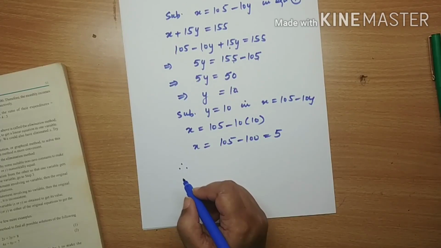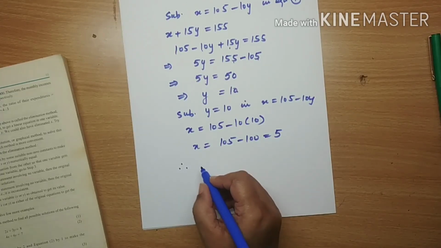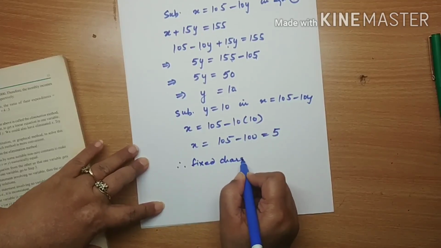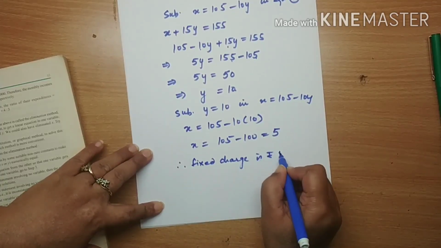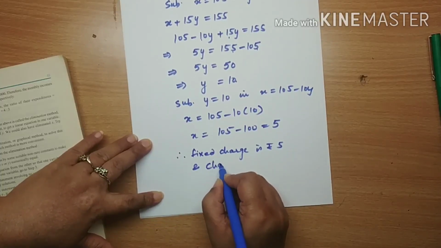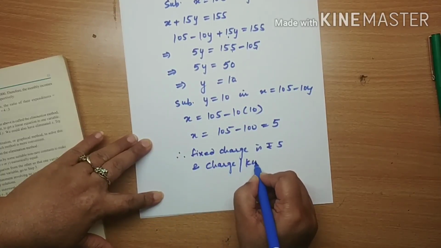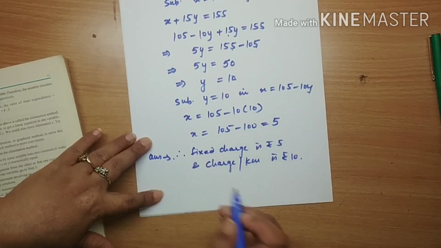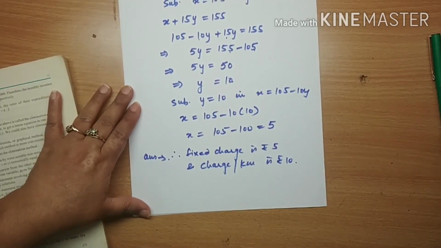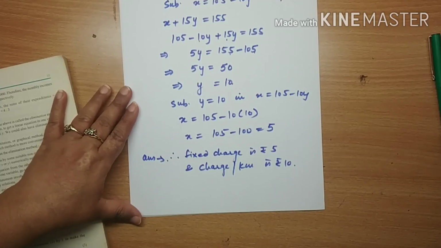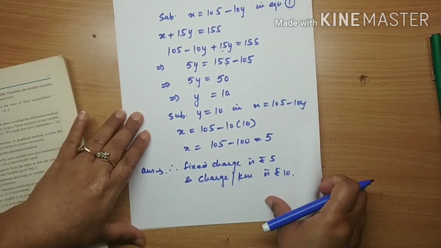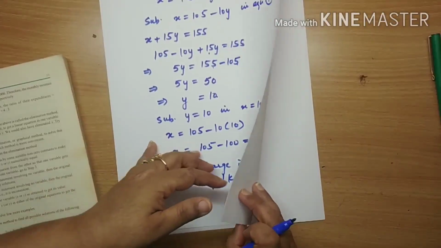Therefore, I conclude that X was the fixed charge. So fixed charge is rupees 5 and charge per kilometer is rupees 10. So this is our answer. We got X as 5, and X in our question was fixed charge, and then Y as 10, and Y was charge per kilometer. So charge per kilometer is rupees 10 and fixed charge is rupees 5.